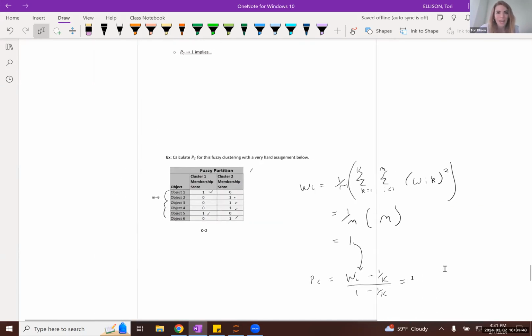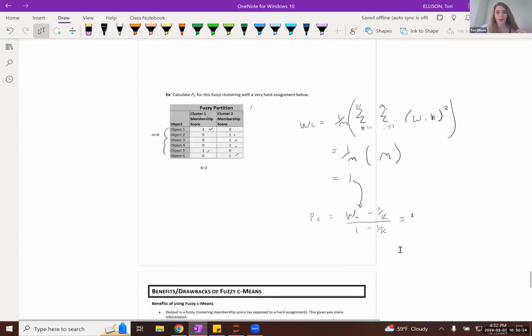All right. And so what this shows us is that as we approach a normalized Dunn's partitioning coefficient of 1, what this indicates is that the fuzzy clustering membership matrix is a completely hard assignment. All right. Cool. All right, so any questions on that? All right, cool.